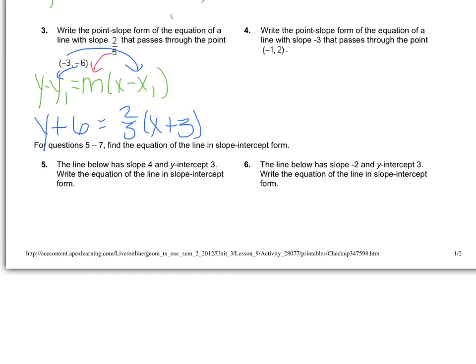Number 5, the line below has a slope of 4 and a y-intercept of 3. Write the equation in slope-intercept form. Slope-intercept form is always y equals mx plus b. Well, my slope is 4 and my y-intercept is 3, so the equation is y equals 4x plus 3.